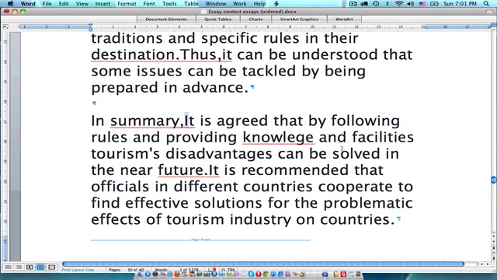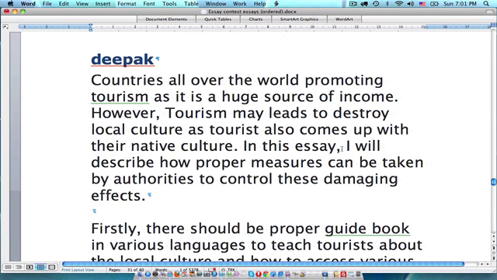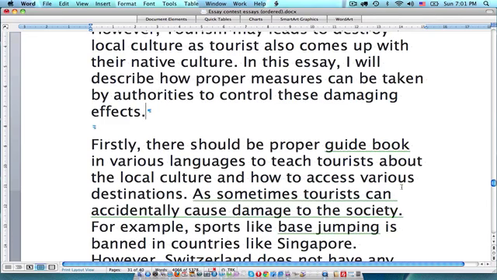Band 5 essay. Okay, this next essay is also Band 5, sent from Deepak. Now the comments I have are, firstly, the essay is sort of missing an outline. I've commented here that the thesis looks pretty good. So in this essay, I will describe how proper measures can be taken by authorities to control these damaging effects. Okay, that's good. But what are you going to be talking about in the essay? We need to see a sentence here that sort of prepares us for the remainder of the essay, for the arguments you're going to be making.